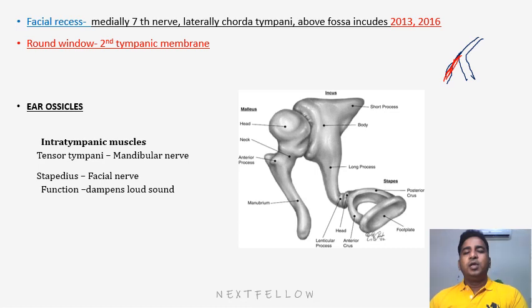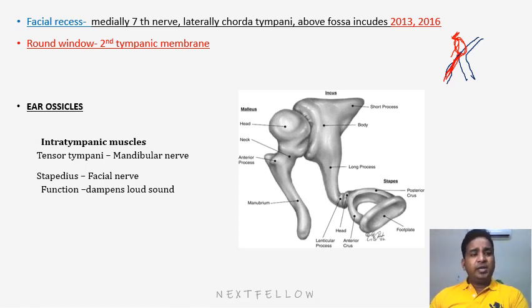This is my facial nerve, and there is a fossa incudis where the short process of the incus makes a fossa. It dips down into a fossa. So this area is known as the facial recess, which is bounded medially by the facial nerve, laterally by the chorda tympani nerve, and above by the fossa incudis. I hope you got it. And then comes the round window, which is also known as the secondary tympanic membrane.